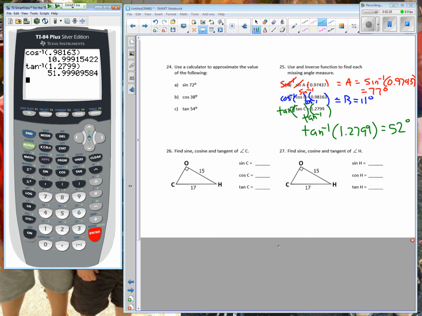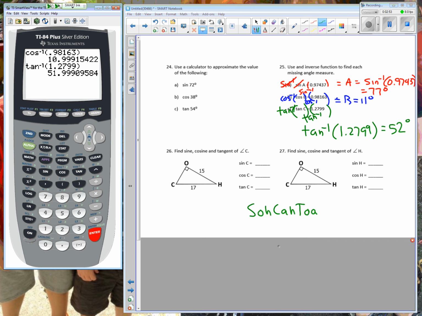Now, when we want to start applying these problems, we're going to have to start setting up the ratios ourselves. So for like number 26, if I want the sine of C, cosine of C, tangent of C, in order to write these, remember we're going to use SOHCAHTOA. That's going to tell us sine is opposite over hypotenuse. Cosine is adjacent over hypotenuse. Tangent is opposite over adjacent. I'm going to need all three sides of the triangle.